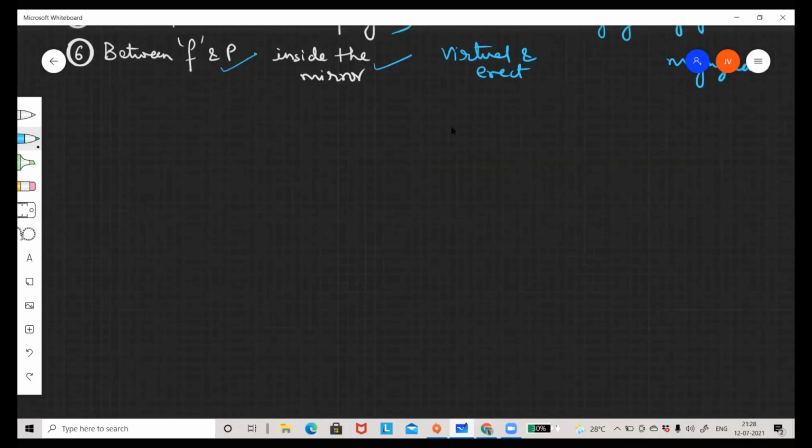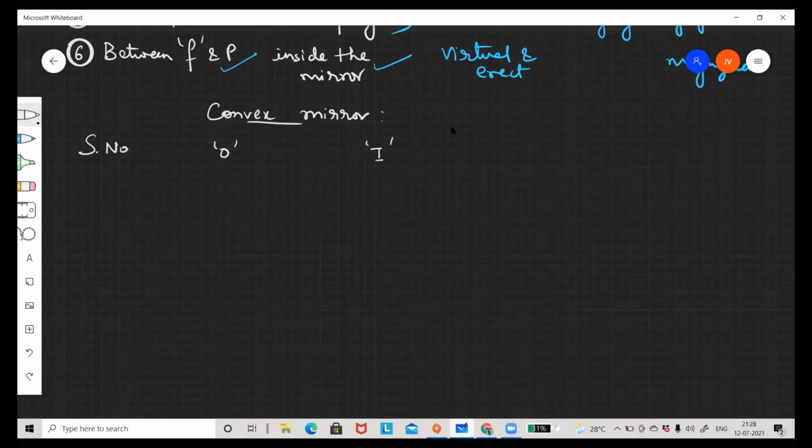Okay, so in case of convex mirror, it is used as a rear view mirror in vehicles. Sometimes they ask us why convex mirror is used as rear view mirror. When we use the rear view mirror, we'll know why it should be used, and why concave mirror should not be used.